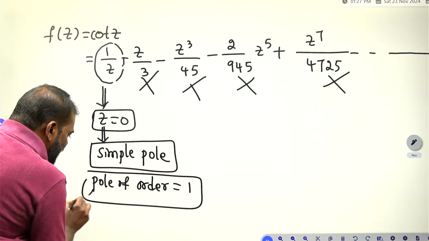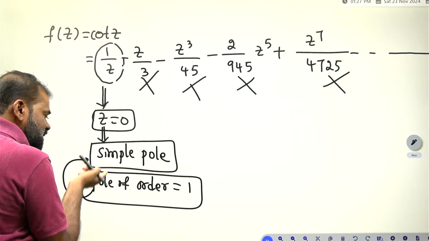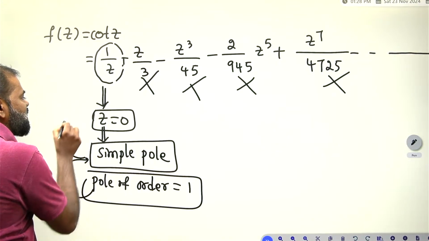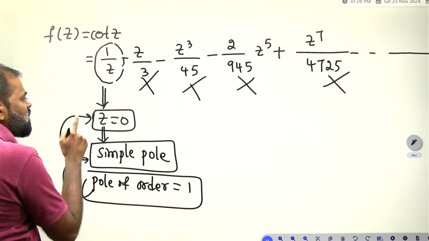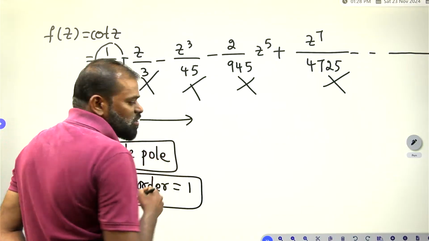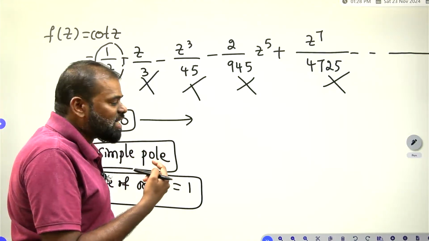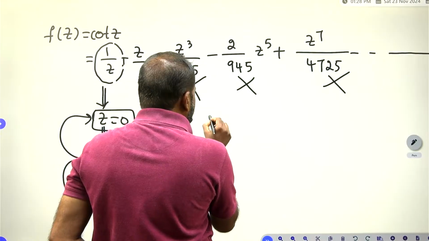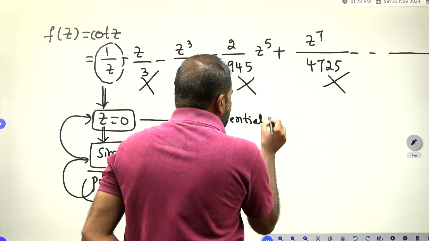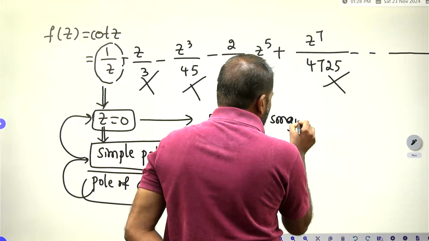If the pole of order is equal to 1, then that type of pole we call a simple pole. How many terms are there? Only one term is there. So that singularity we call... which one is it? It is an essential singularity.